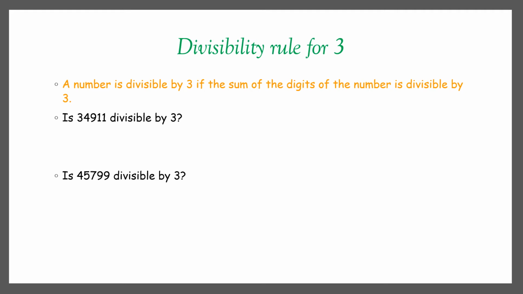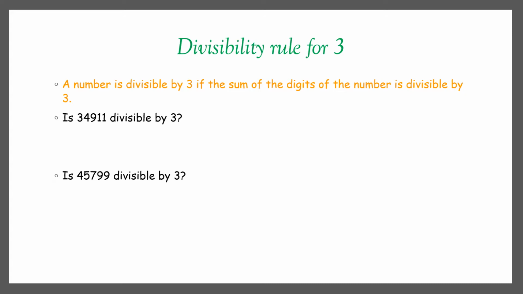The first one is the divisibility rule for 3. A number is divisible by 3 if the sum of the digits of the number is divisible by 3. So to check whether 3 can divide a given number or not, what we do is add all the digits of that number and see if the result is divisible by 3 or not. So let's do this example, 34911.